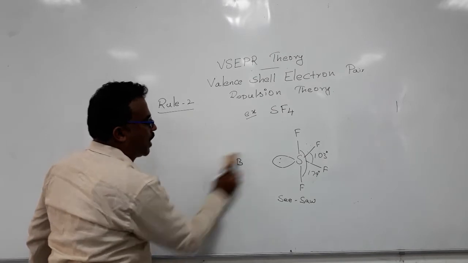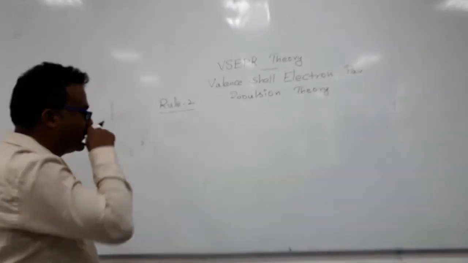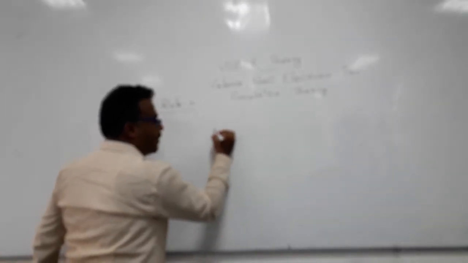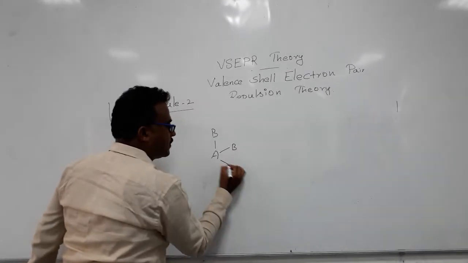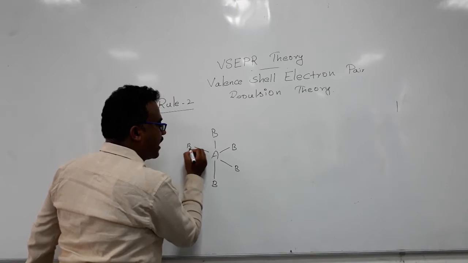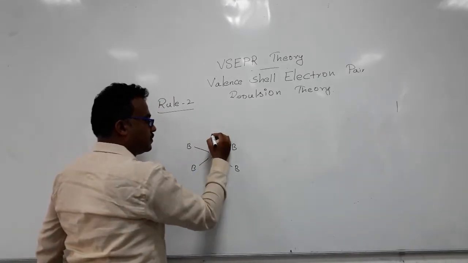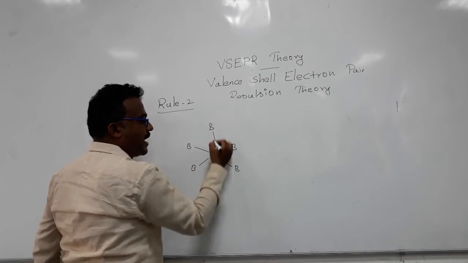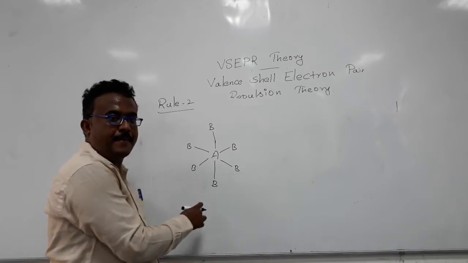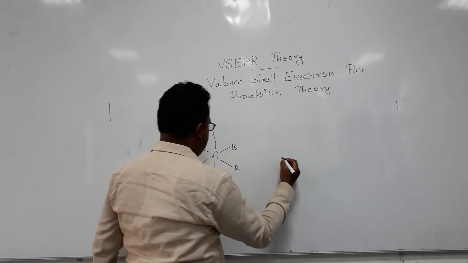Okay, let me go to the octahedral geometry now. This is the simplest example. You can take AB6 type molecules. In this case, all the AB bond lengths are equivalent. If we replace one of the atoms by a lone pair of electrons, the geometry changes accordingly.